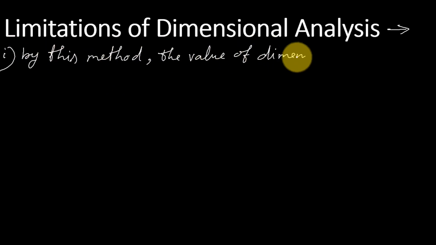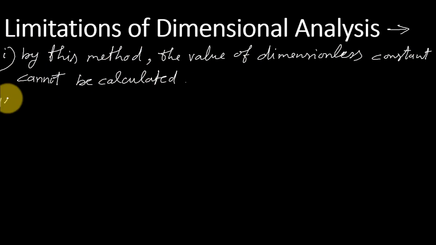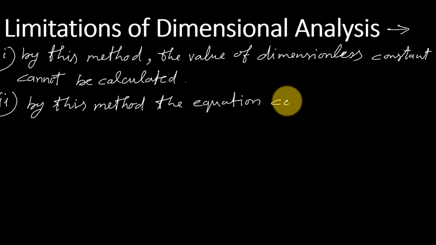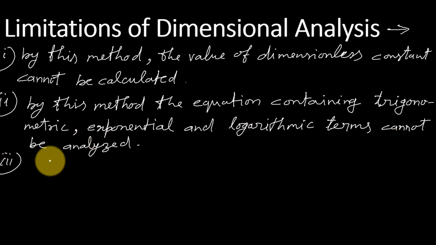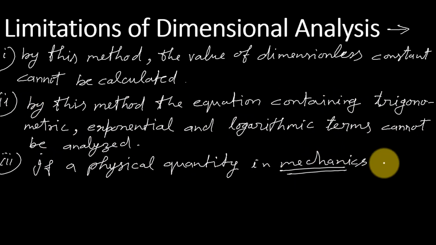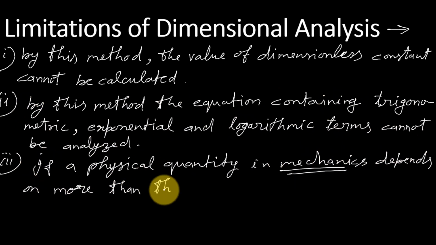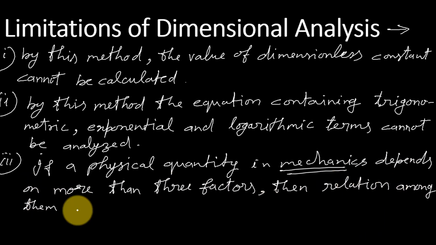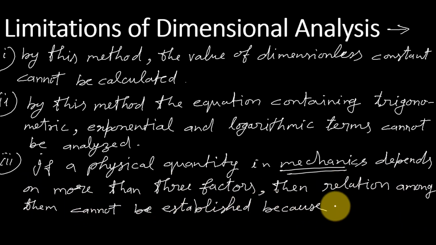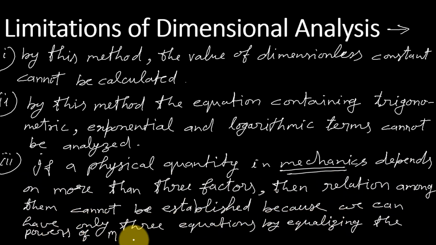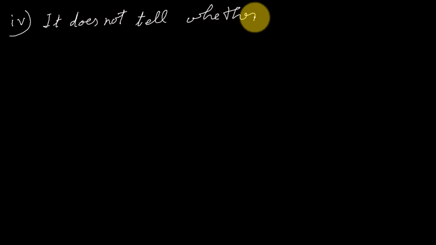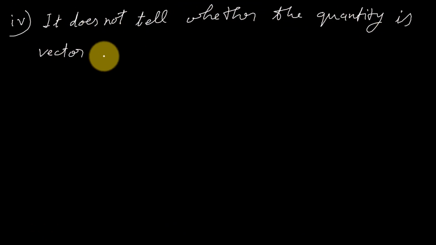Now, limitations of dimensional analysis. The method of dimensions has the following limitations. First limitation: by this method, the value of a dimensionless constant cannot be calculated. Second, by this method, an equation containing trigonometric, exponential and logarithmic terms cannot be analyzed. Third, if a physical quantity in mechanics depends on more than 3 factors, then the relation among them cannot be established, because we can have only 3 equations by equating the powers of M, L and T. Fourth, it does not tell whether the quantity is a vector or scalar.